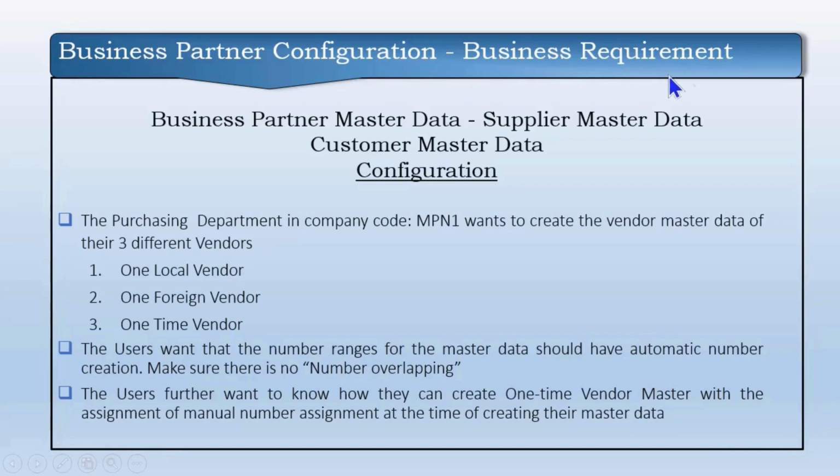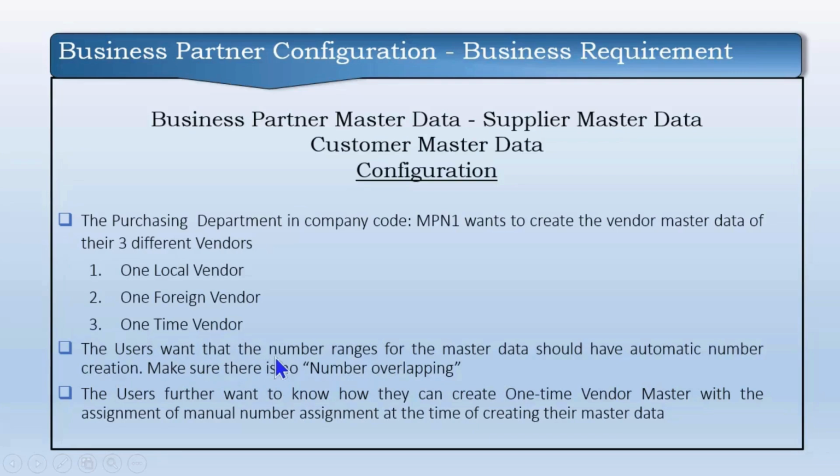The business requirement here is that the purchasing department in company code MPN1 wants to create the vendor master data of three different types of vendors. So that is our business requirement. The company wants to create one local vendor, one foreign vendor, and one-time vendor.